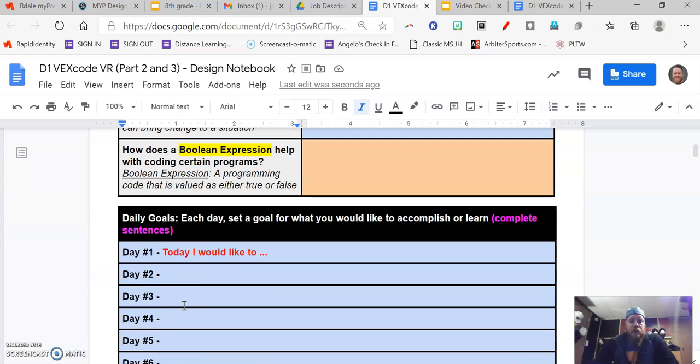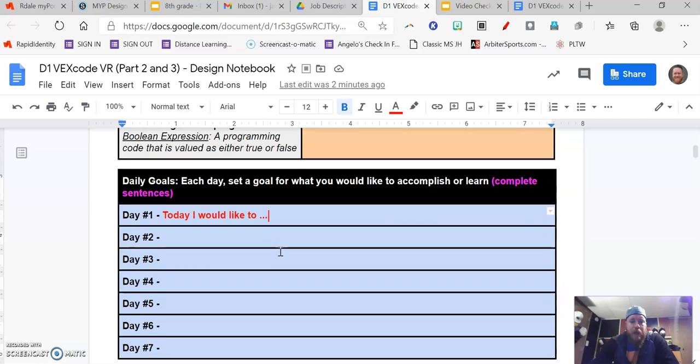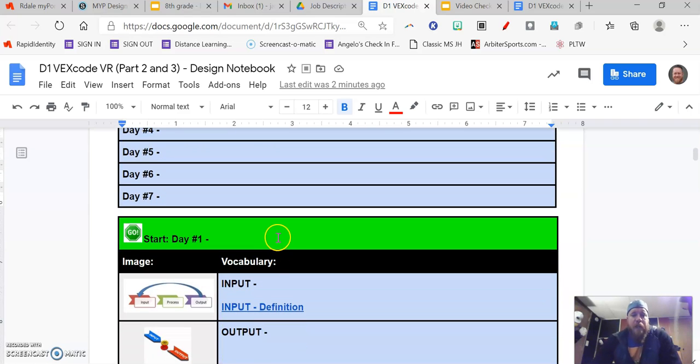As I continue to scroll down, you have a goal that you should set for yourself. What's something that you'd like to learn or accomplish? Fill in this. Again, your activity today is to complete vocabulary and find definitions to the terms that we give you that are going to help you understand this project a little bit further. And we find our green bar, start, day number 1. So this is what you are going to be working on today.